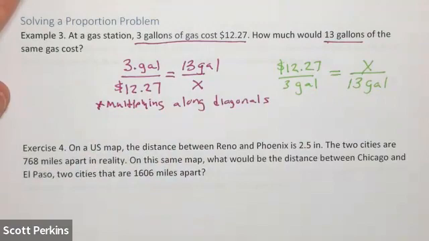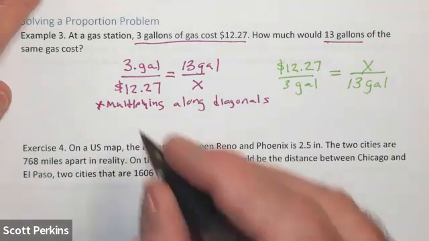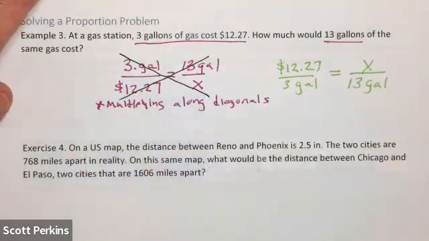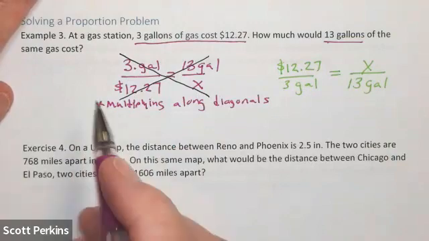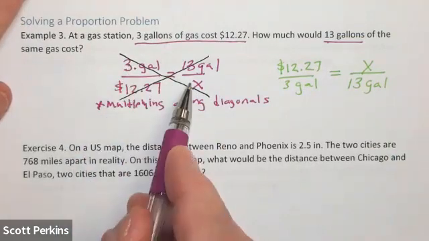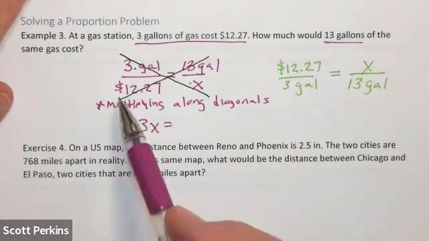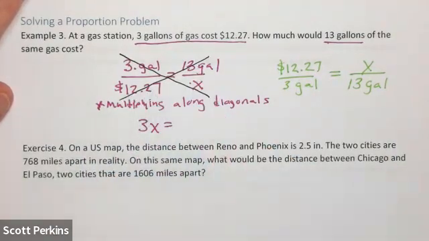So what I mean by that, in case that's a little confusing, is I'm going to multiply along these diagonals. I'm going to make a big X right there. This just results if I was to go ahead and clear the fractions. So this is just a shortcut to the same place. So I've got the 3 gallons times X, so that's 3X. And then on the other side, I have the 12.27 times 13.